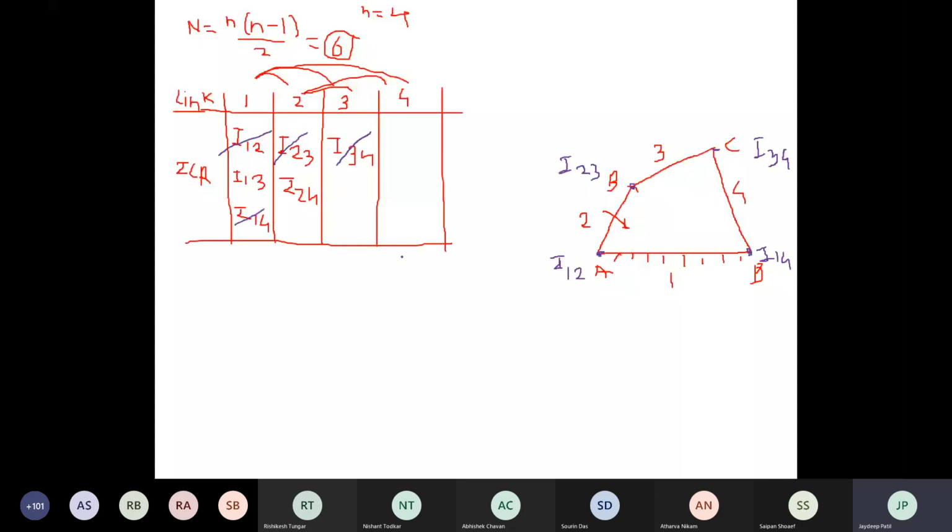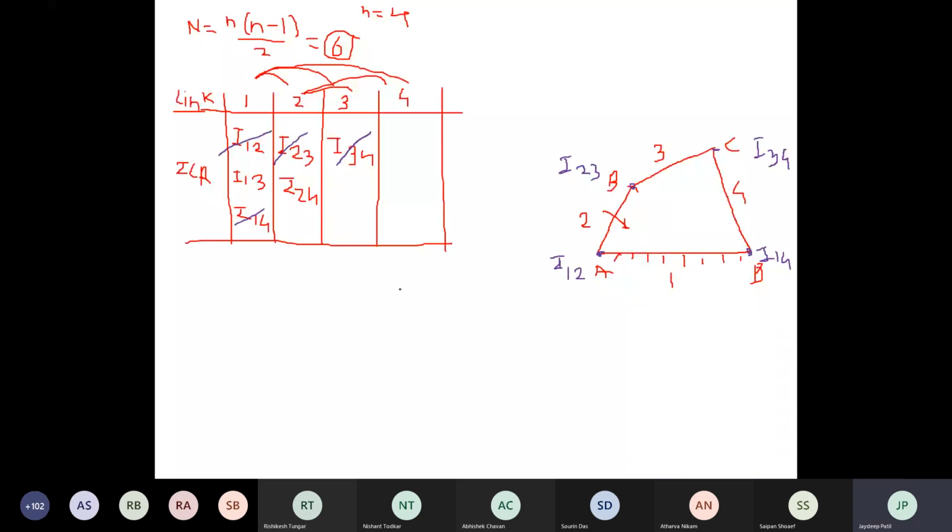I will mark it by inspection. Those are not visible in the figure. You have to mark them by using Kennedy's theorem. Means I13 and I24 you have to mark by using Kennedy's theorem. How can we mark these ICRs? You have to take down the first ICR I13. What is the procedure?